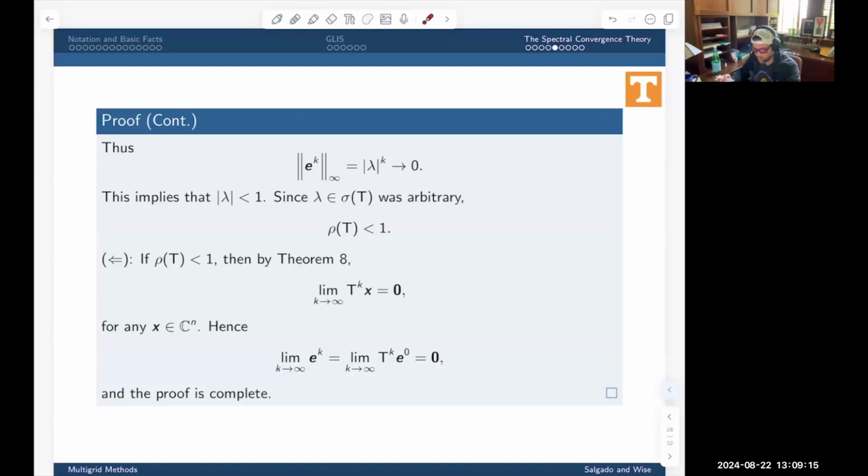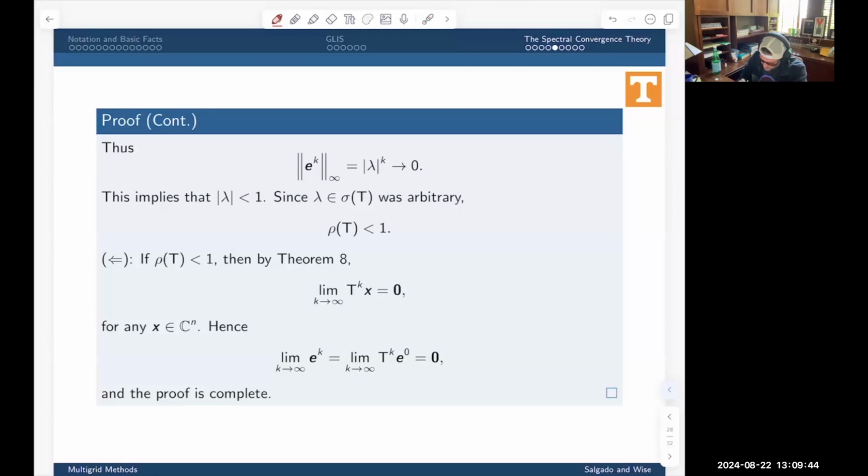Now, we took an arbitrary eigenpair, all right? So what does that mean? That means that all eigenvalues have to satisfy the same property, that in modulus, they're strictly less than 1. So that means that the spectral radius is less than 1. So that's how we get from assuming convergence to proving that the spectral radius is strictly less than 1.